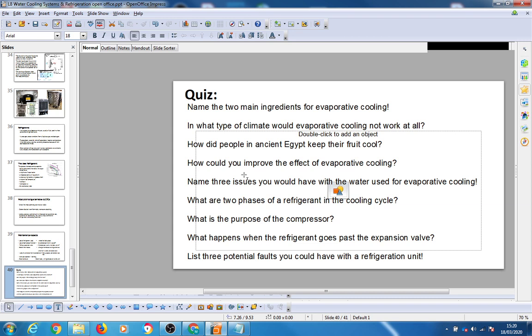Okay, right at the end, I'm going to go one more time through the refrigeration cycle. It wouldn't work in the Amazon, yeah? Spot on. Water and heat, okay. That's for question number 2, ingredients of evaporative cooling. The pot in the pot cooler, yeah, that's good. Thank you, Sarah.